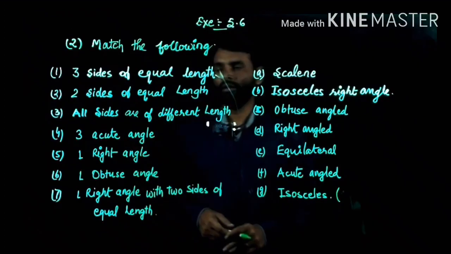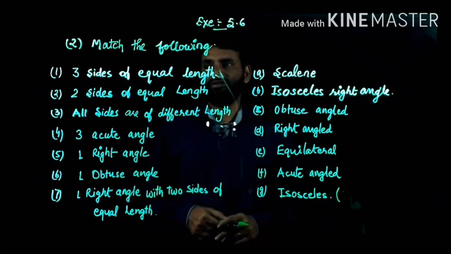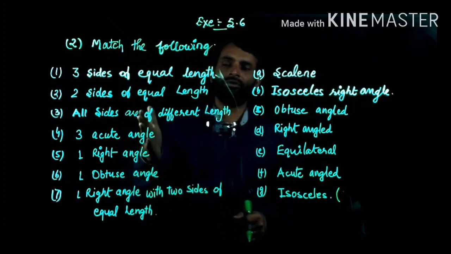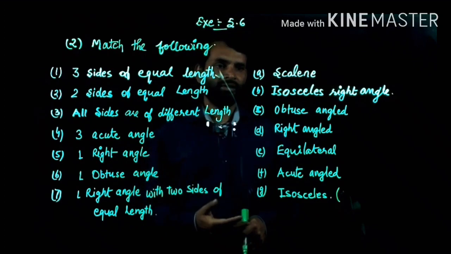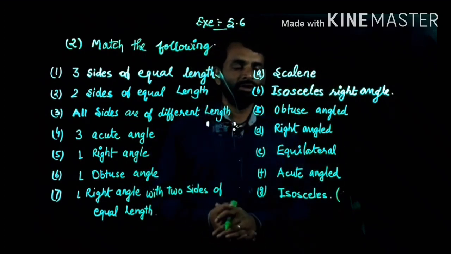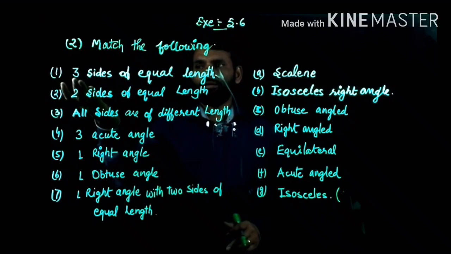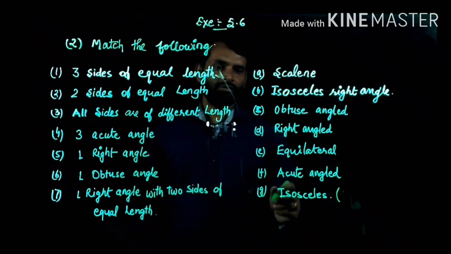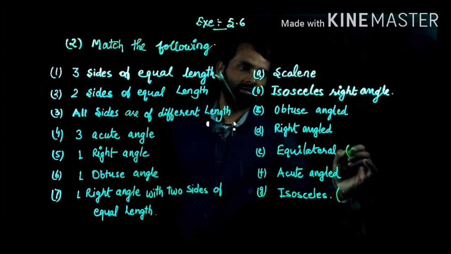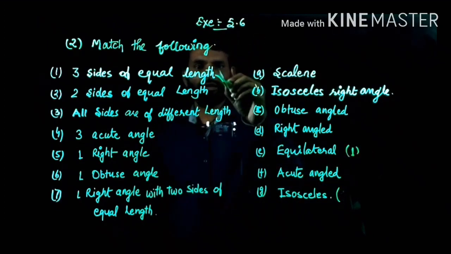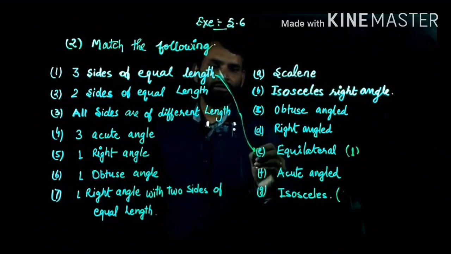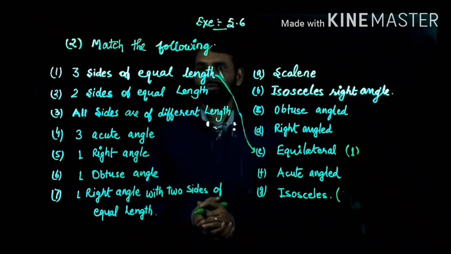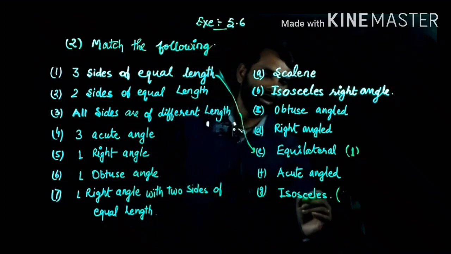Okay. Now question number two in exercise 5.6: match the columns. The first column gives the property of the triangles, and the second column gives the name of the triangles. The first is: three sides are equal in length. That is called an equilateral triangle, so you join A to E. Second is two sides are equal. A triangle with two equal sides is an isosceles triangle.